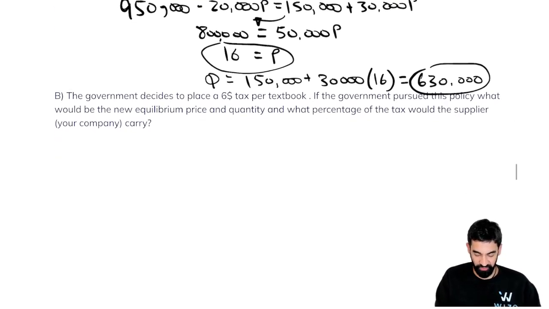Now in part B, it says the government decides to place a $6 tax per textbook. If the government pursued this policy, what would be the new equilibrium price and quantity, and what percent of the tax would the supplier carry? Okay, so for this, you always want to draw out a graph. With all the supply and demand, always draw out a graph. It helps you see it.